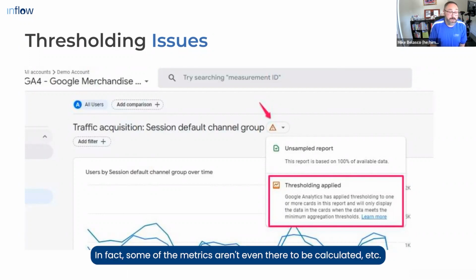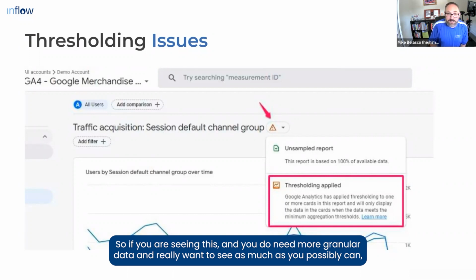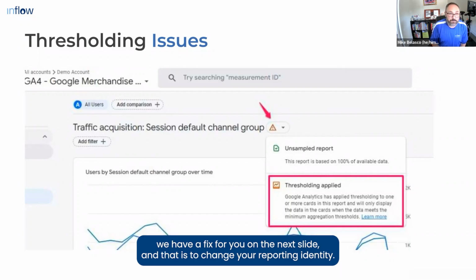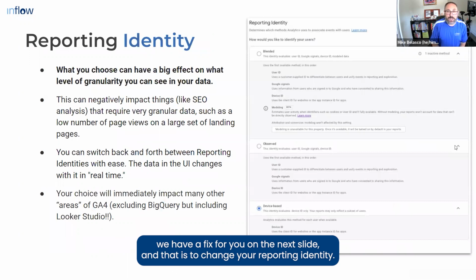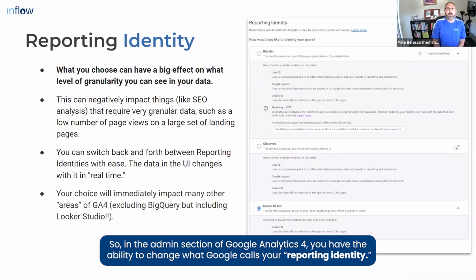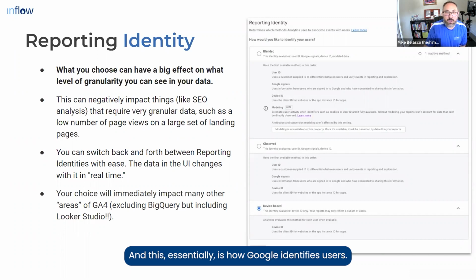In fact, some of the metrics aren't even there to be calculated, et cetera. So if you are seeing this and you do need more granular data and really want to see as much as you possibly can, we have a fix for you on the next slide, and that is to change your reporting identity. So in the admin section of Google Analytics 4, you have the ability to change what Google calls your reporting identity.